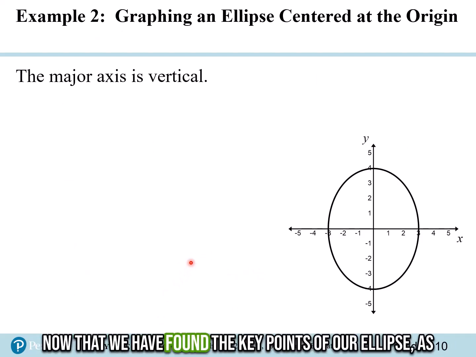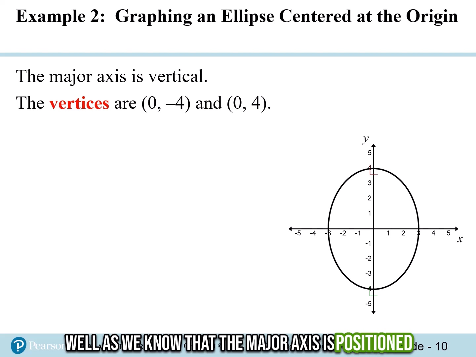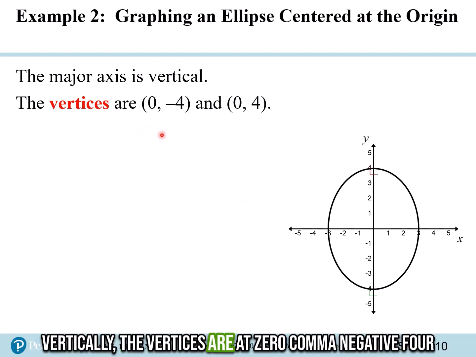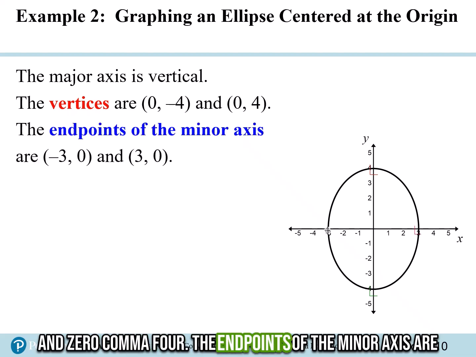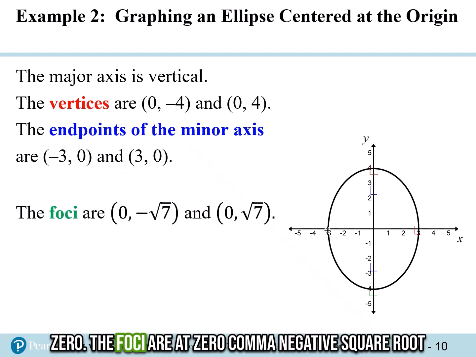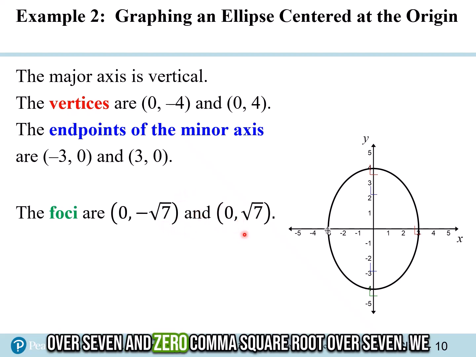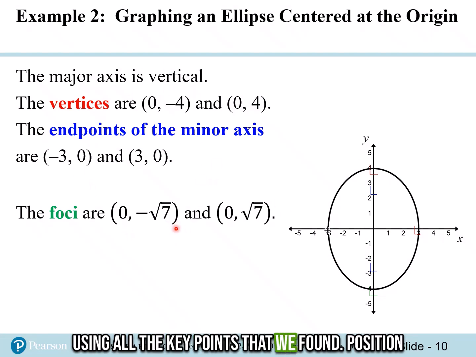Now that we have found the key points of our ellipse, as well as we know that the major axis is positioned vertically, the vertices are at 0, negative 4 and 0, 4. The endpoints of the minor axis are at negative 3, 0 and positive 3, 0. The foci are at 0, negative square root of 7 and 0, square root of 7. We have the graph of the ellipse using all the key points that we found.